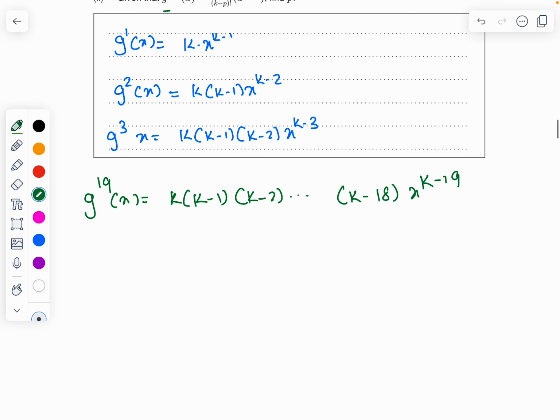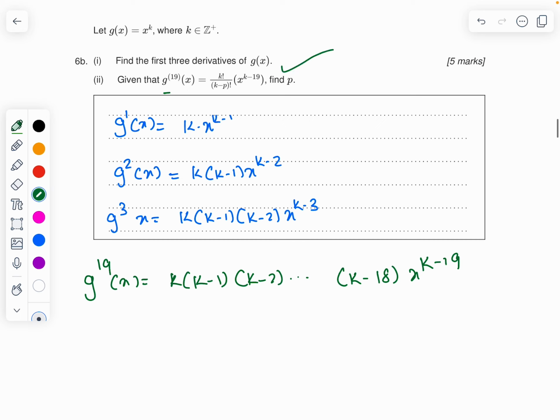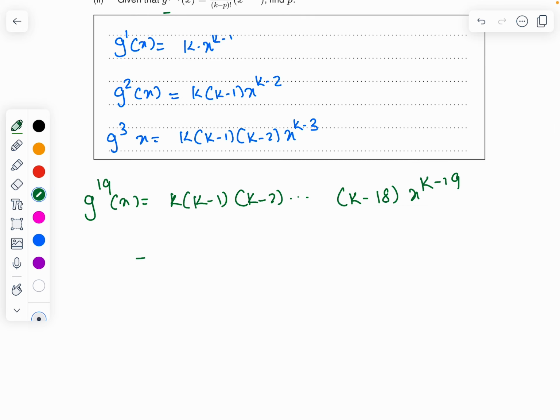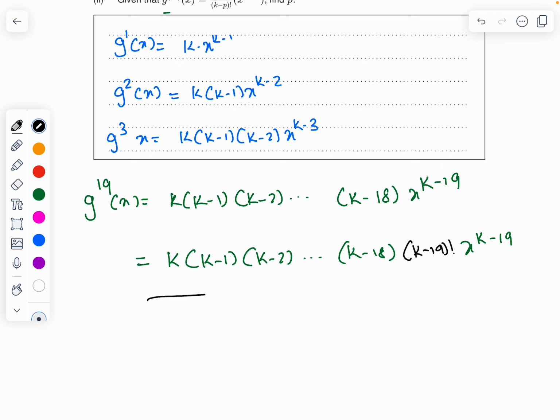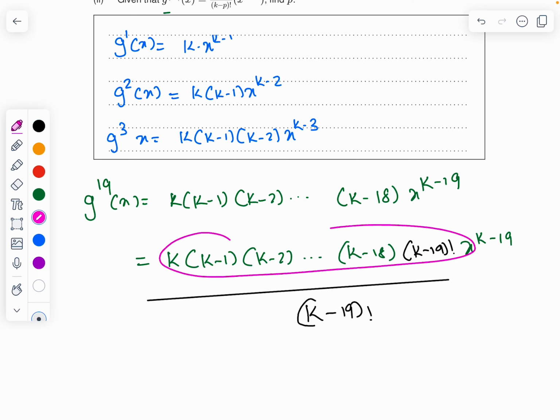But I don't want it in that form. I want it in a different form. So what am I going to do? k times k minus 1 times k minus 2 up to k minus 18 times x power k minus 19, multiply and divide by k minus 19 factorial. When I multiply by k minus 19 factorial, this entire thing becomes k factorial over k minus 19 factorial, times x power k minus 19.